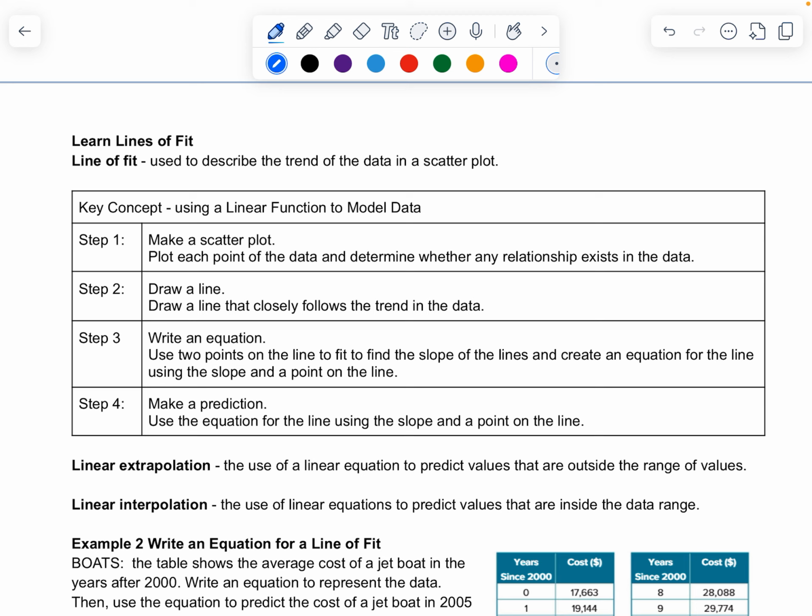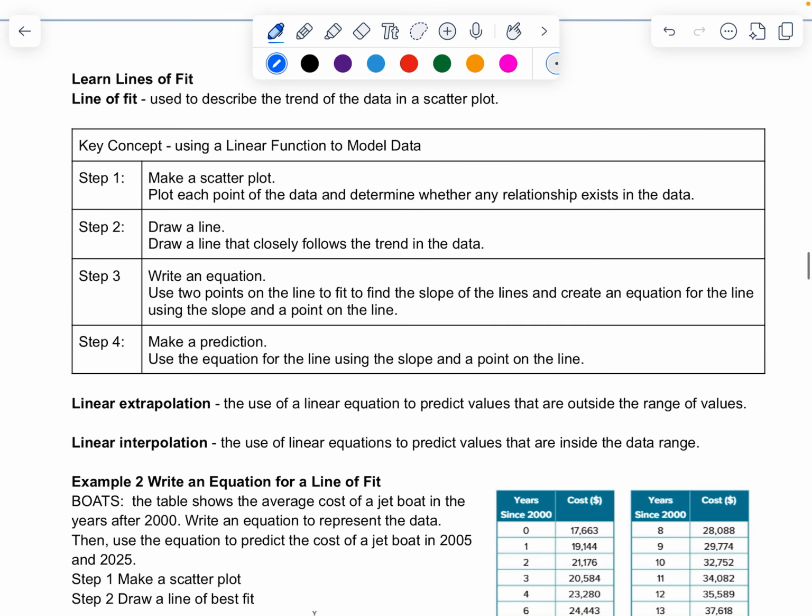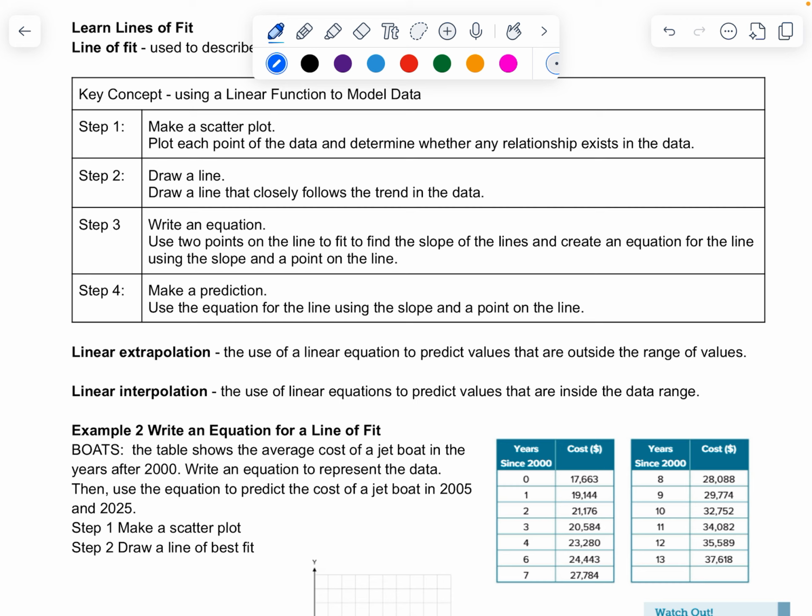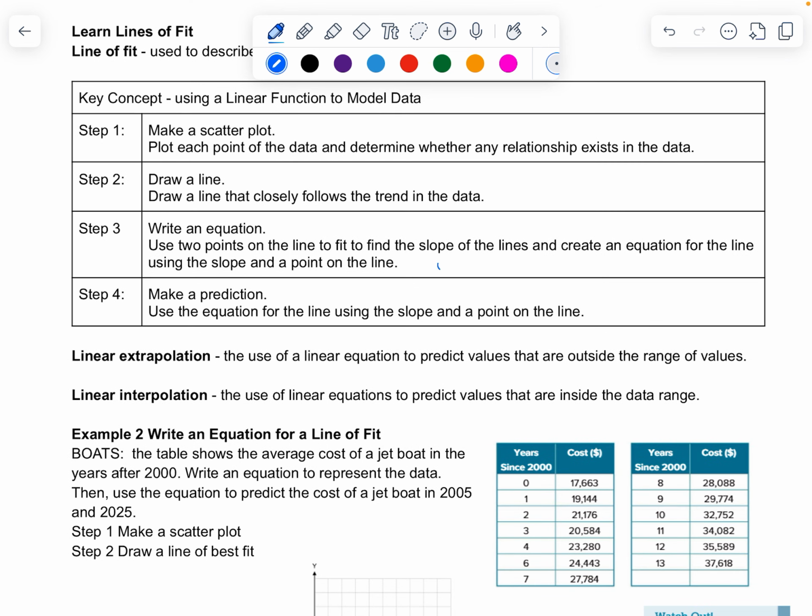Then we're going to draw a line, and we're going to try to get one that follows closely with the data. Write an equation. You're going to pick 2 points, and then find the slope and the y-intercept. And remember, if there's no y-intercept, you can just use this formula, and that is called the point slope. We just pick a point and use a slope and find it. Then you'll make a prediction.